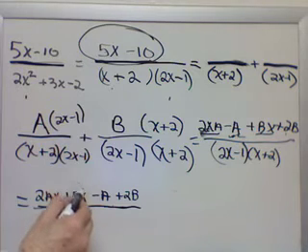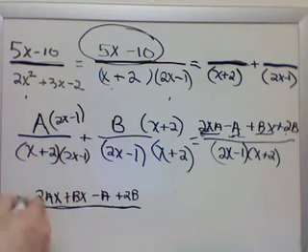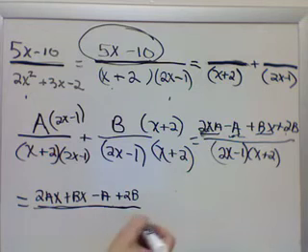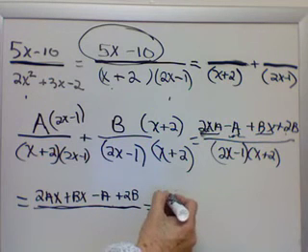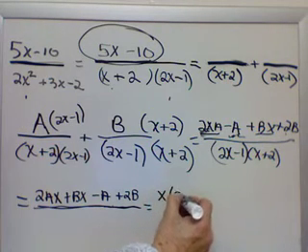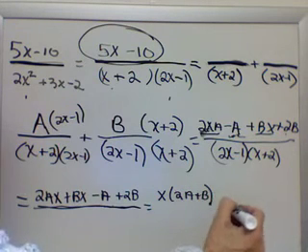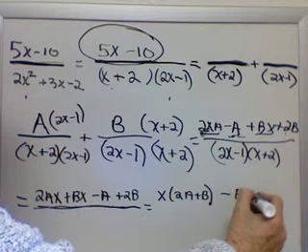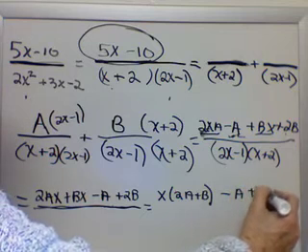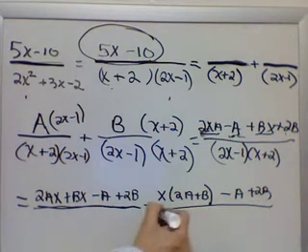Now, if I look at this part of the top, I see that they both have a common factor of x. So I can factor that out and call that x times (2a plus b). And I still have the last part, minus a plus 2b. Again, the bottom is the same, so I'm not going to write it.